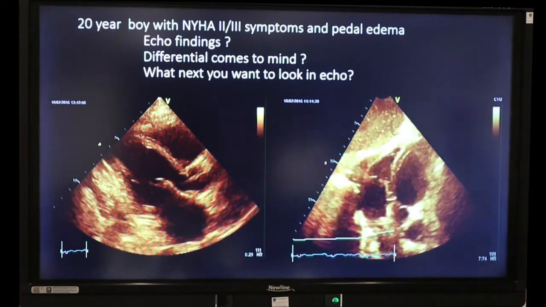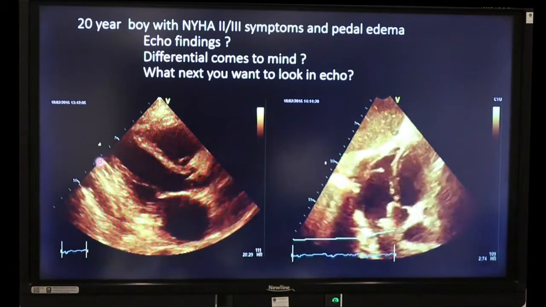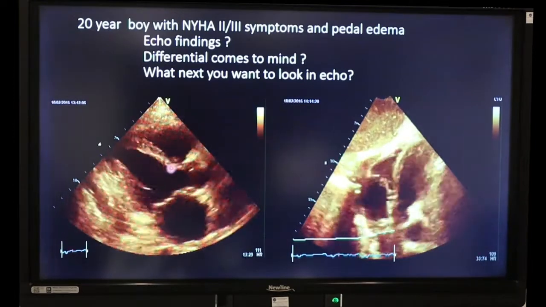I should use the pointer. Here's a pointer to show you. Now I think it is more clear.